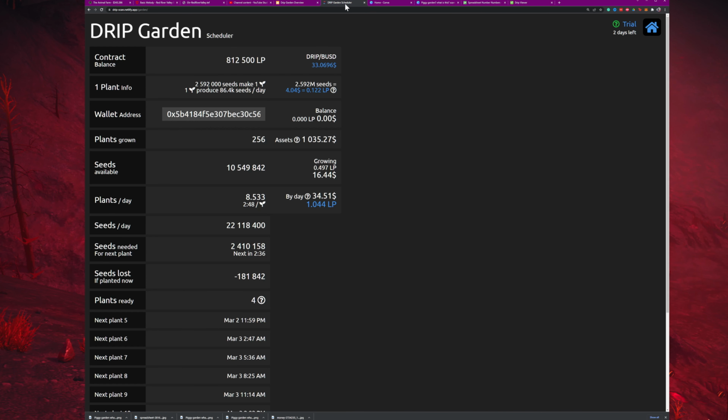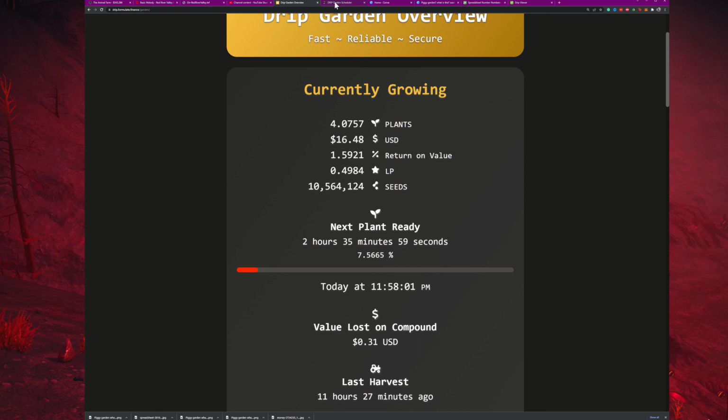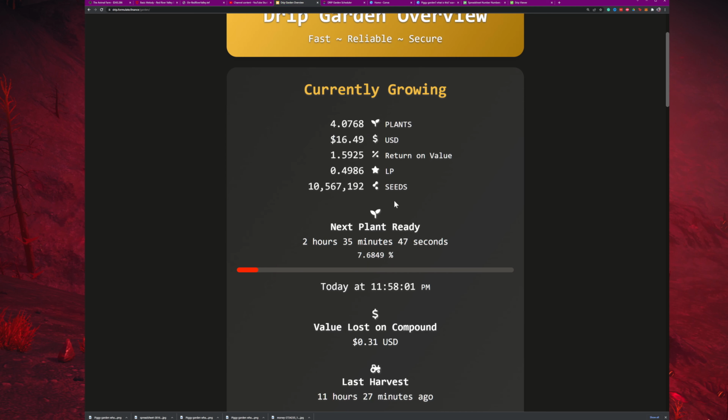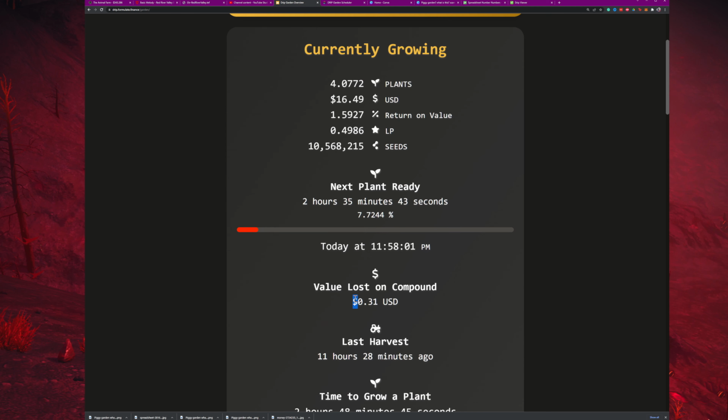Something else to mention is that on both of these, the Drip Garden Scheduler and drip.formulate.finance/garden, you'll see similar rates. On this one, it's a seed amount: seeds lost if planted now. Over here on the Formulate Finance page, I'll see value lost on compound, in a dollar amount. So that means I'm losing about 31 cents of seeds.